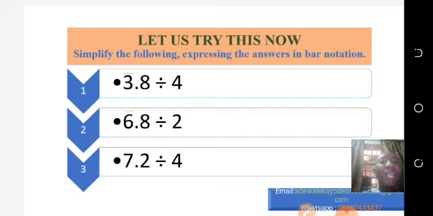Simplify the following, expressing the answer in bar notation. Remember, bar notation. Number 1, bar 3.8 divided by 4. Number 2, bar 6.8 divided by 2. Number 3, bar 7.2 divided by 4.